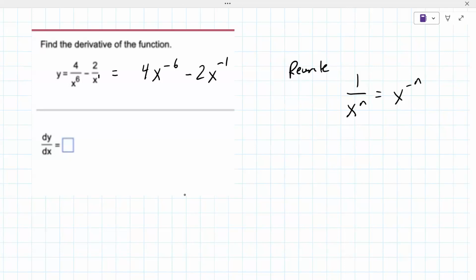Okay, is that all right? How we rewrote it? Yeah, that makes sense. Now it's the same thing as the previous problem.